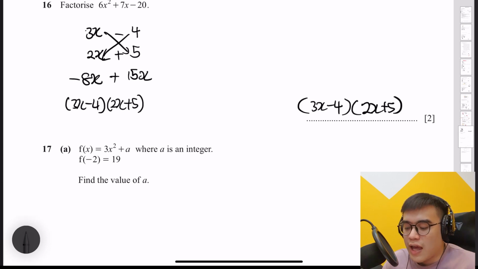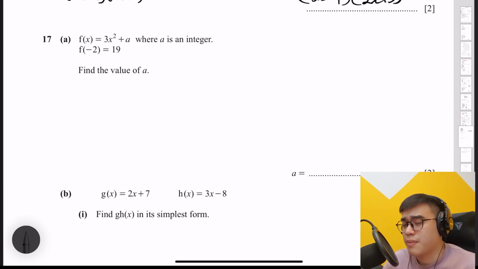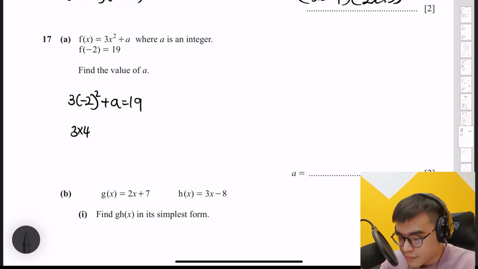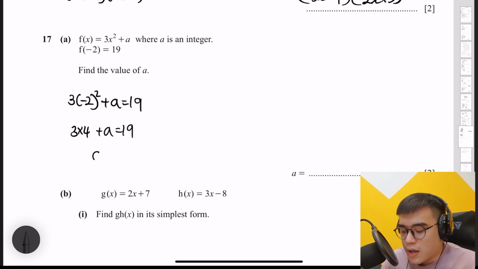Question 17a, this is actually a typical question that appears in AdMaths. This is what we call polynomials, also known as function. You can just substitute the negative 2 into the x position, then it will equal 19. So you will get a equals 19 minus 12, you will get 7 as the final result.